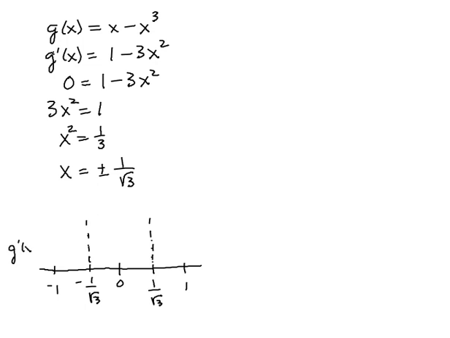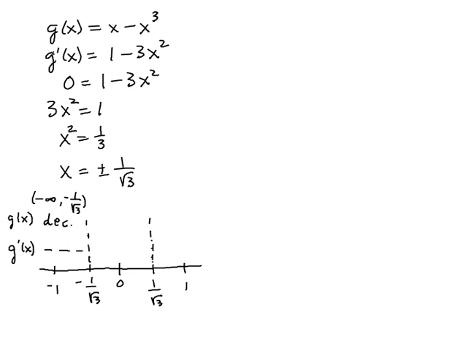So remember, I'm plugging these into the derivative function. If I plug in negative 1 in the derivative function, I'm getting a negative value. 1 minus 3 times negative 1 squared is 1 minus 3, or negative 2. So all of the values to the left of negative 1 over the square root of 3 are negative. That means that the original function g of x is decreasing in that interval. Decreasing in the interval from negative infinity to negative 1 over the square root of 3.